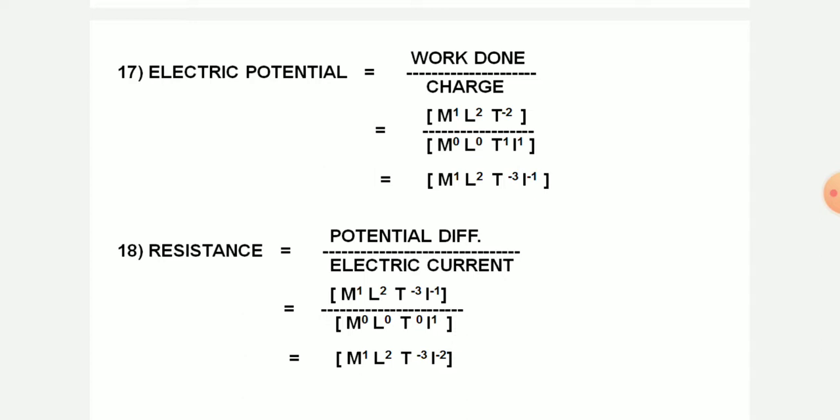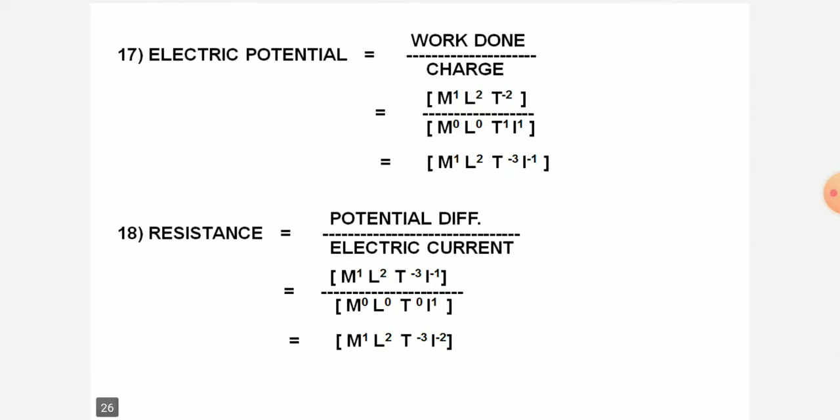Similarly, the next term is electrical resistance, and the formula is V by I. R is equal to V by I, that is from Ohm's law. We know that very well. So the dimension of potential difference is the same as the electric potential, which is already mentioned above. So I am writing the same dimension for the potential difference, m1 L2 T minus 3 and I minus 1 in the numerator, and in the denominator electric current, that is I to the power 1, as there is no mass, no length and no time.